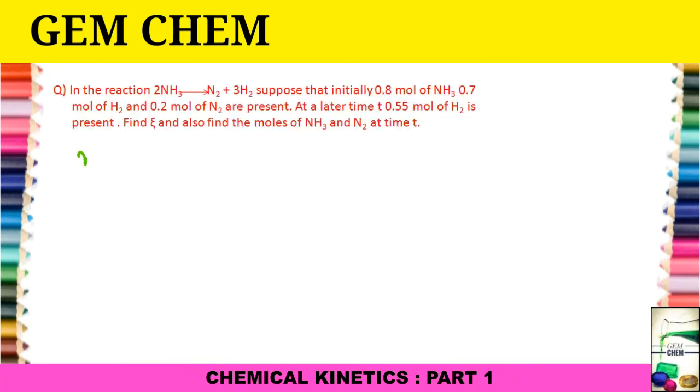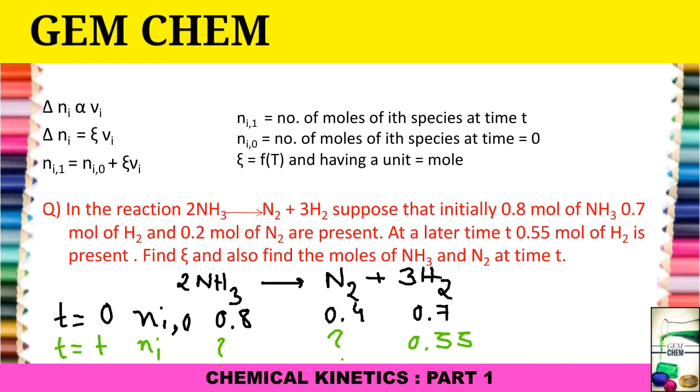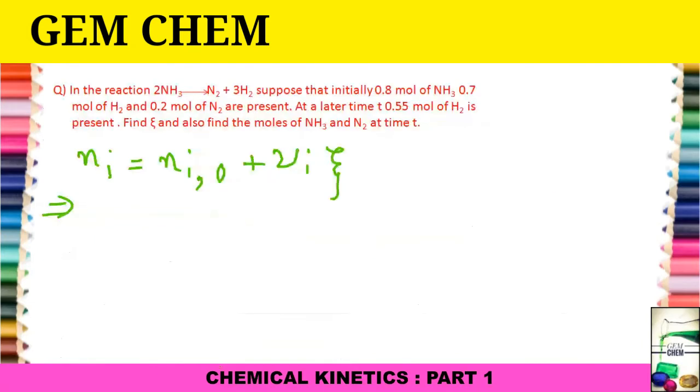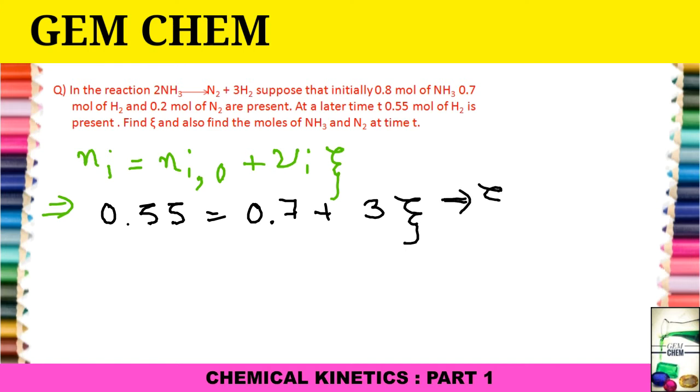We know a single formula, that is Ni equals Ni0 plus nu i times the extent of reaction. Now for this particular case, we know both Ni and Ni0, right? So we will just substitute the value. So here it will be 0.55 equals 0.7 plus 3 epsilon. Now from here we can get the value of epsilon to be minus 0.05 mole. As I have told you, the unit of epsilon is mole.